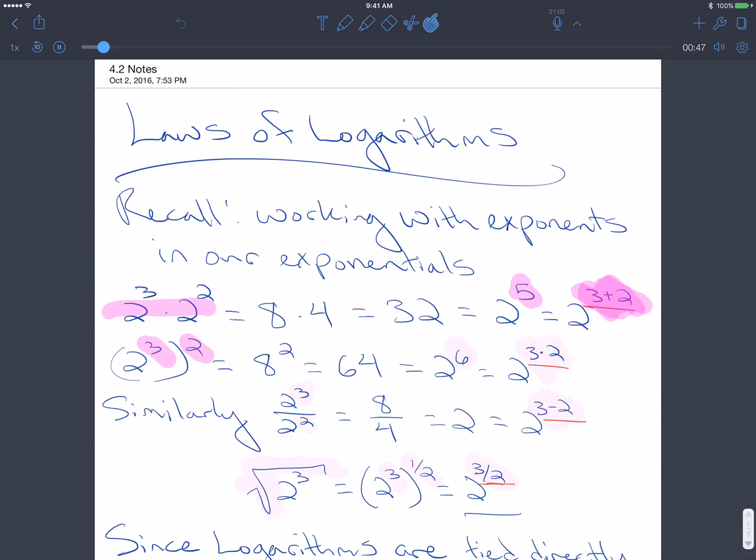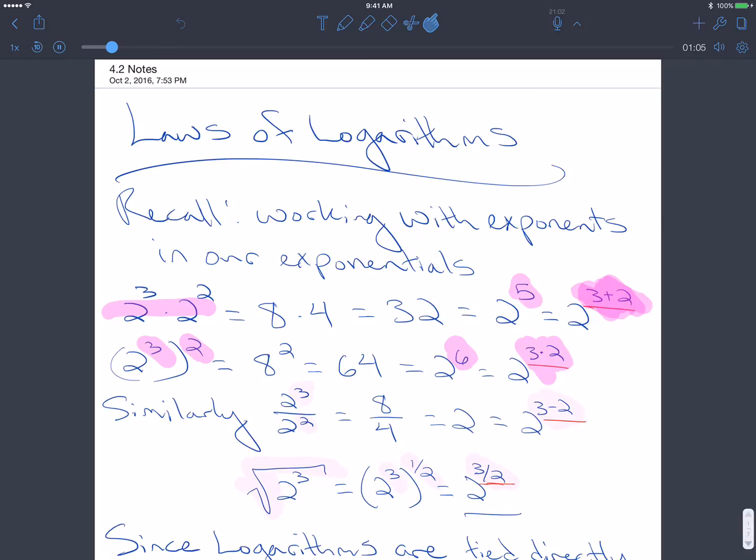Now, the 2 cubed quantity squared, right, in this case, because I'm raising it to a power and then raising it to a power again, I end up with a multiple of 3 times 2. And so in that case, 2 cubed was 8, 8 squared is 64, and then that's the same as 2 to the 6th, or 3 times 2. So I did that in class.